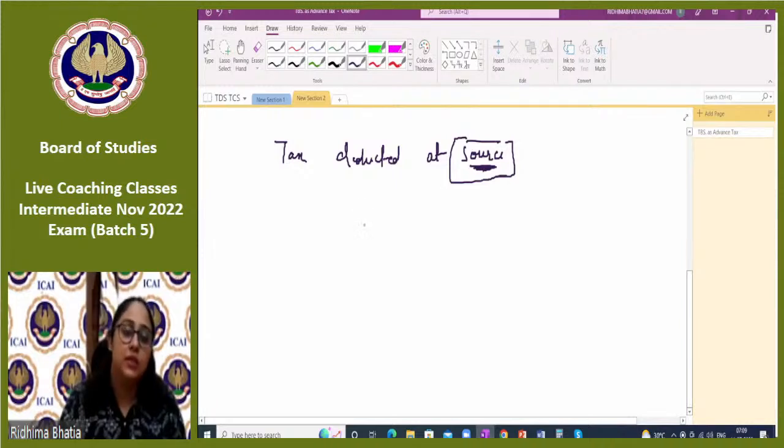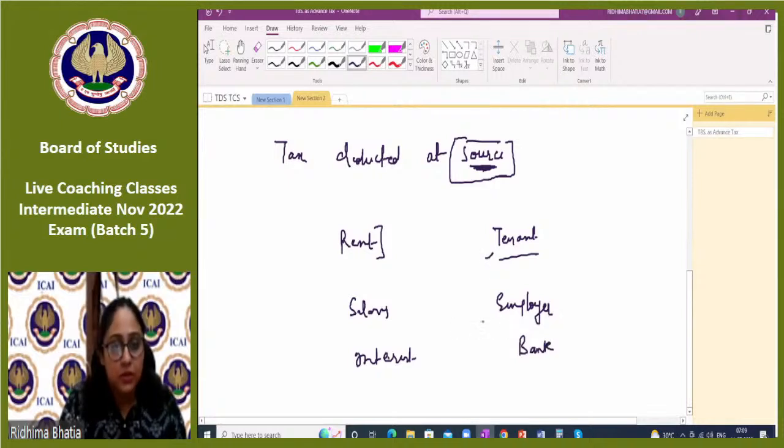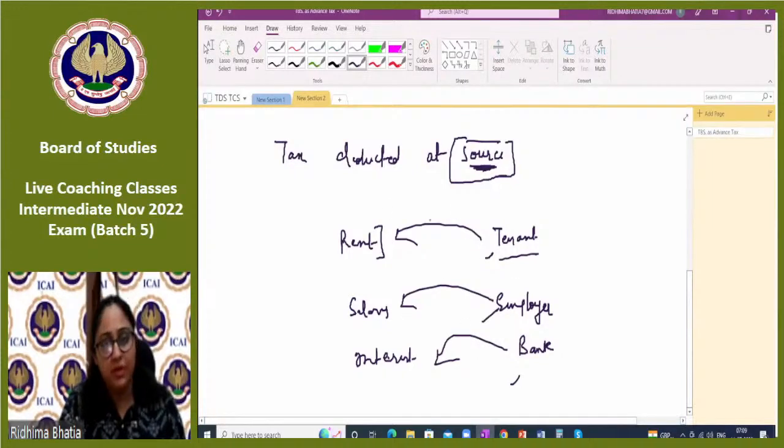So tax deducted at source means, suppose I have rental income. Who would be my source? The tenant. If I have salary income, who would be my source? The employer. If I have interest income from a bank, who is my source? The bank. They will make me the payment. I will get the income, they will make me the payment, correct?